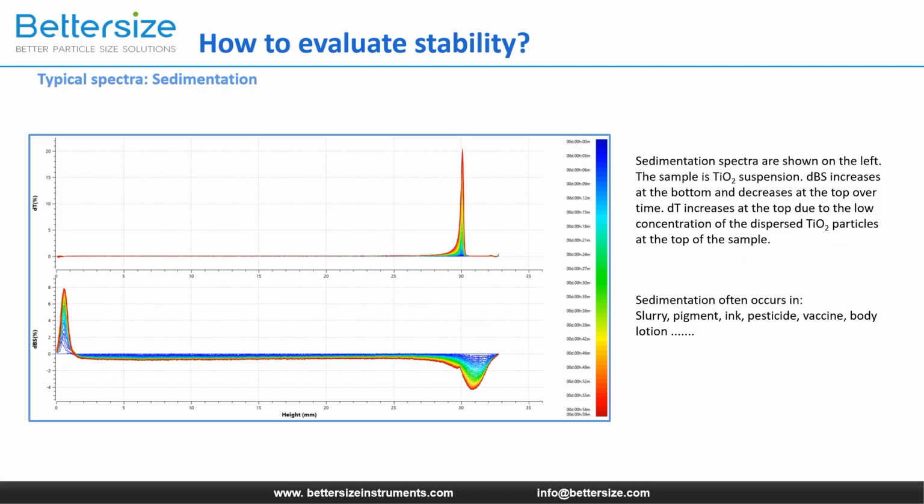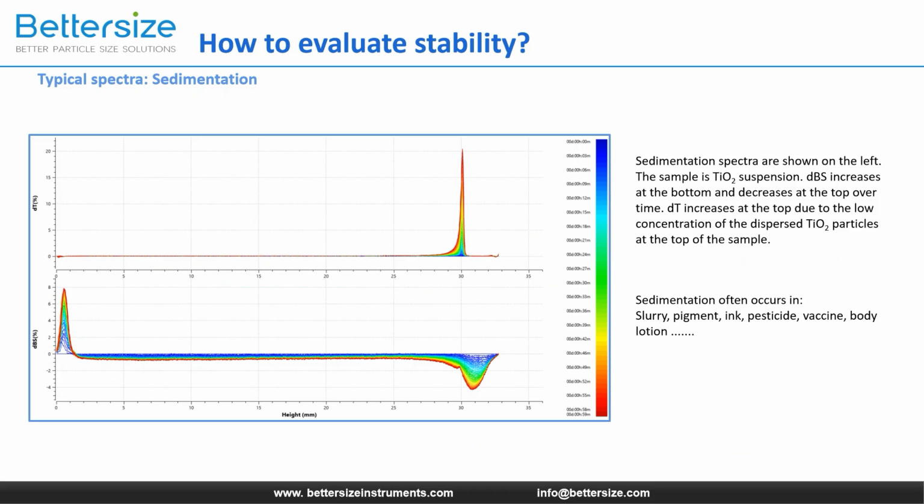Here is the measurement result of a titanium dioxide suspension. The concentration becomes lower and lower at the top because the particles settle down. The upper part of the suspension becomes transparent. Therefore, the transmit signal increases and the backscatter signal decreases.